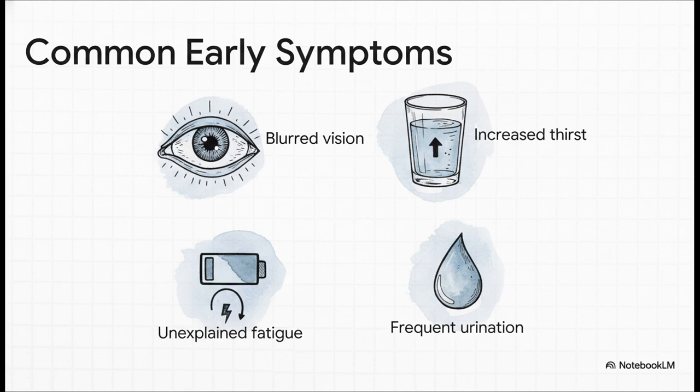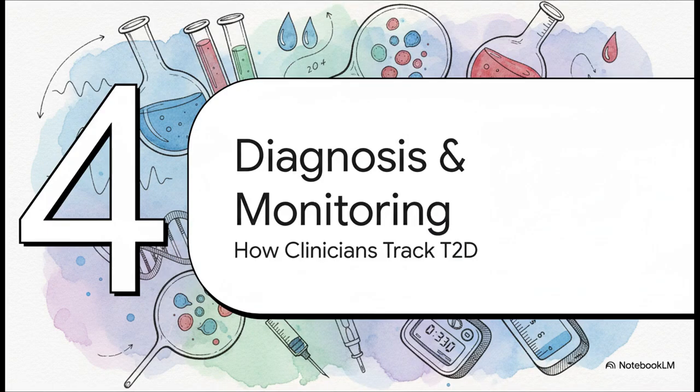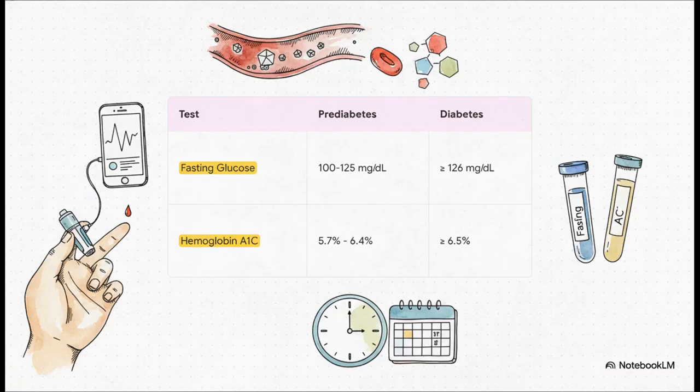And that subtlety is exactly why someone can have type 2 diabetes for years and not even know it. So that leads us to the next logical question. How do we actually diagnose this? Well, it all comes down to a few very specific lab tests that help us identify it and then track it over time. The diagnosis isn't a guess. It's based on really clear, evidence-based numbers.